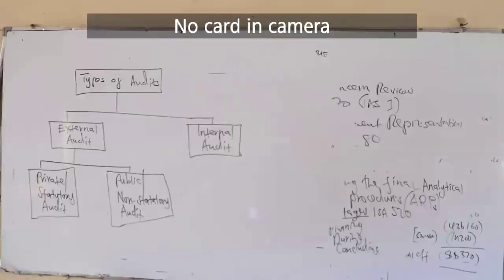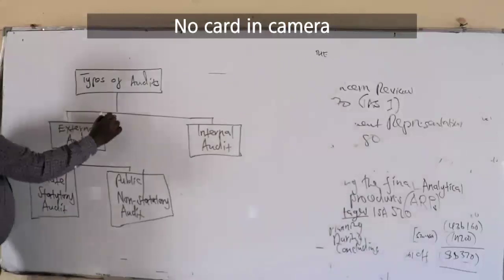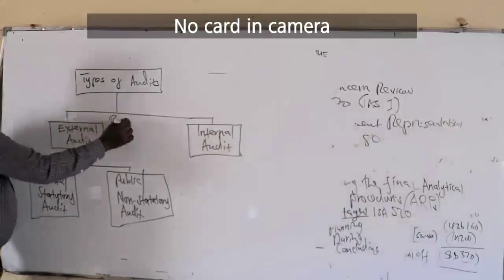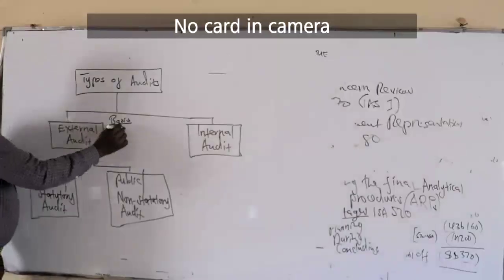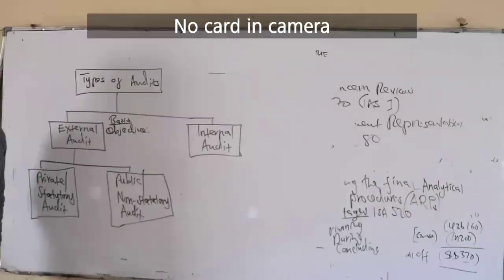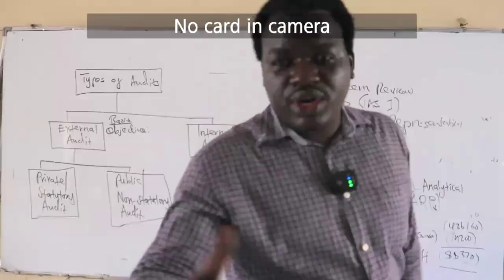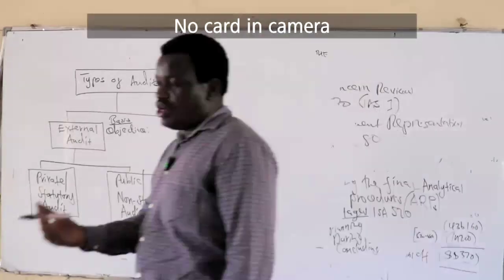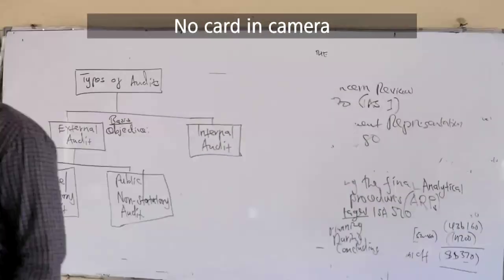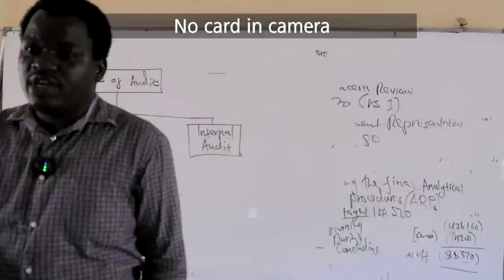There are a number of bases we can use to differentiate these two. First, what is the objective of these audits? The objective of the external audit is for the auditor to examine the financial statements and express an audit opinion.